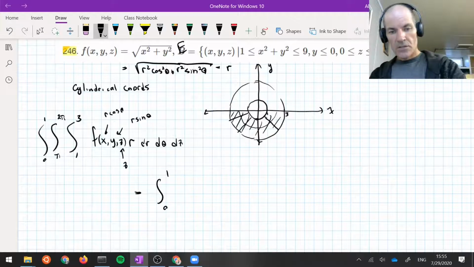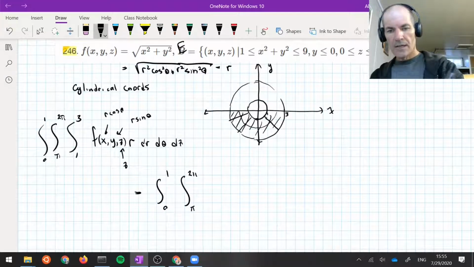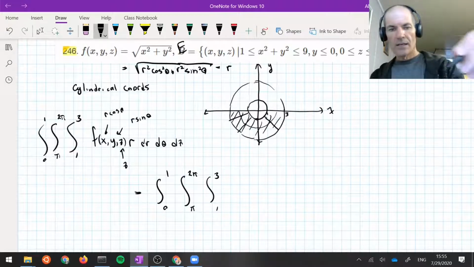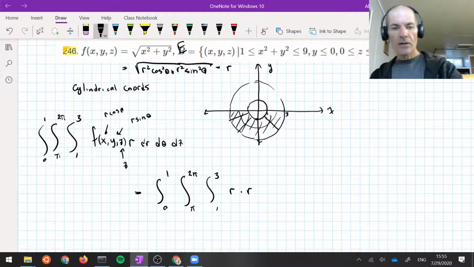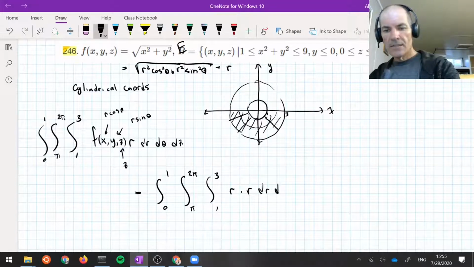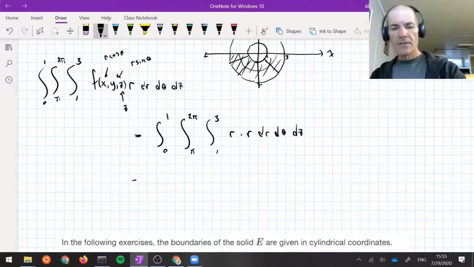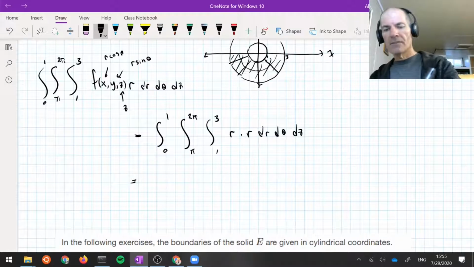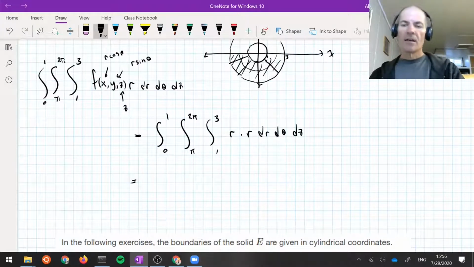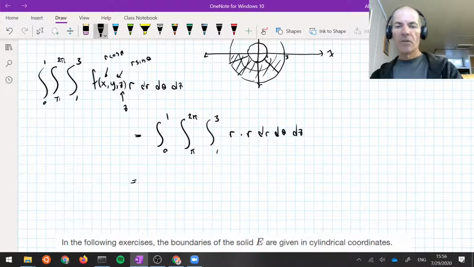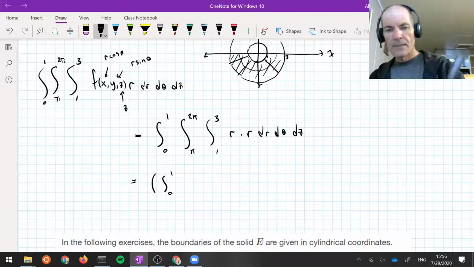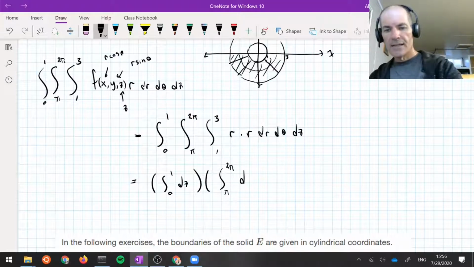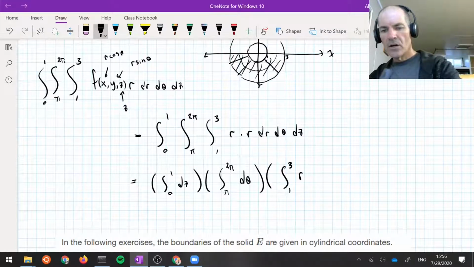So to finish this, 0 to 1 in z, pi to 2 pi in theta, and 1 to 3 in r, and f of x, y, and z is secretly r. Don't forget the other r from cylindrical coordinates, and then dr, d theta, dz. Now, as is often the case when you're working in either cylindrical or spherical coordinates, the integrand does not have any theta dependence, nor does it have any z dependence. You can grind out this integral, that's great, but you can also rewrite this as just 0 to 1 dz, pi to 2 pi d theta, and then 1 to 3 r squared dr.